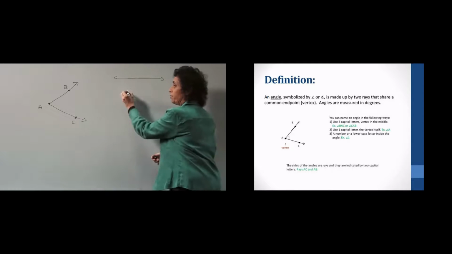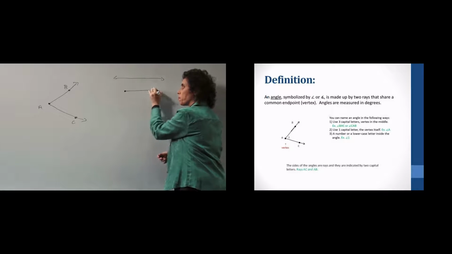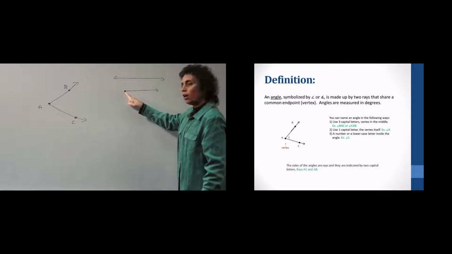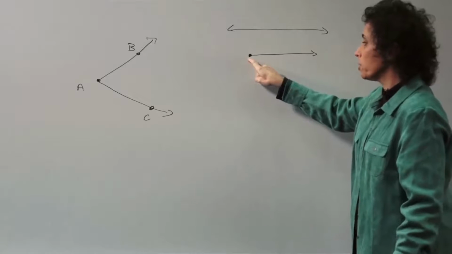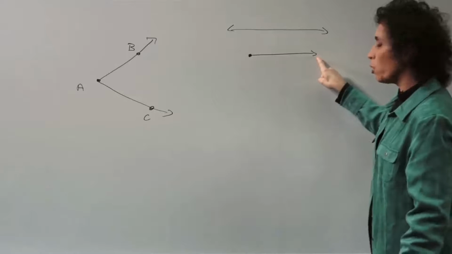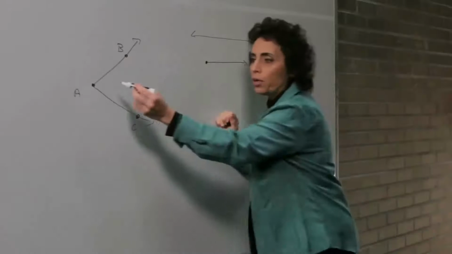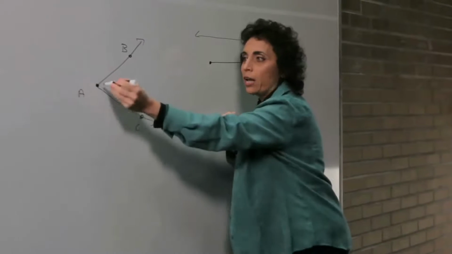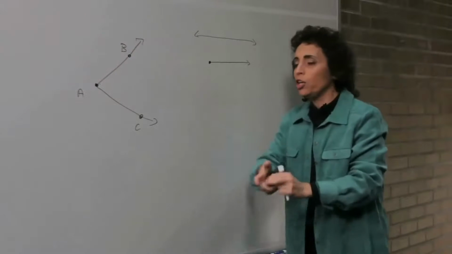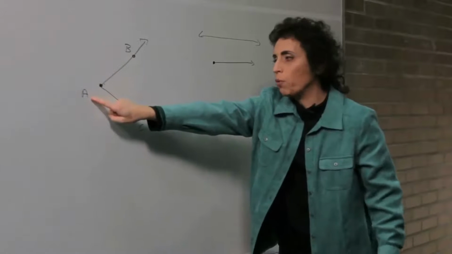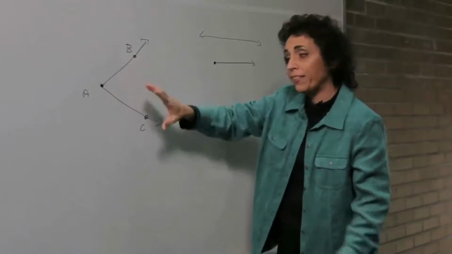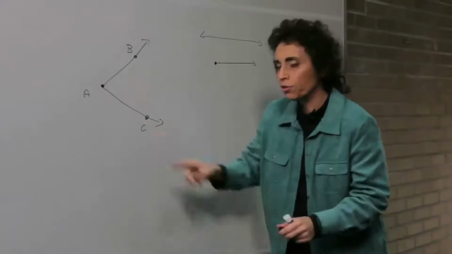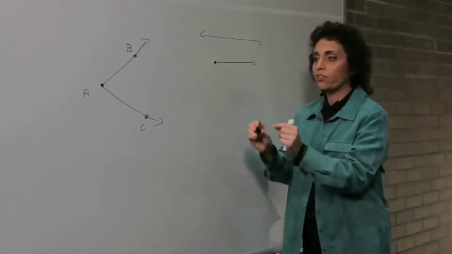A ray, on the other hand, is part of a line that only goes off in one direction. So this is the vertex or the end point. This is called the end point of the ray, and it goes off in only one direction. Notice that this angle is made up by 2 rays, ray AC and ray AB. When you name a ray, you always start with the end point. So ray AC, AB, and those are also the sides of the angle. The sides of the angle are named by only 2 letters, which is the ray it's comprised of.